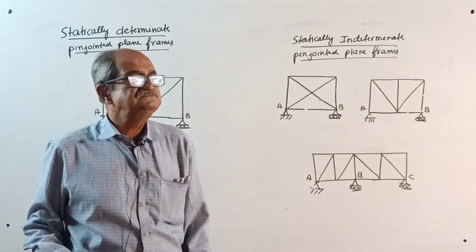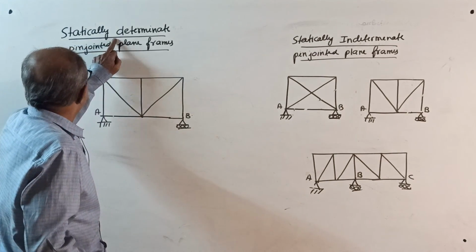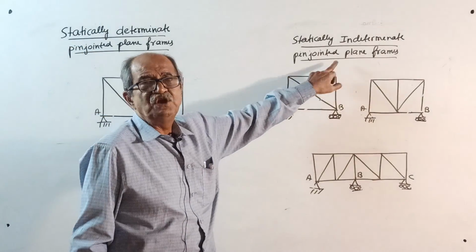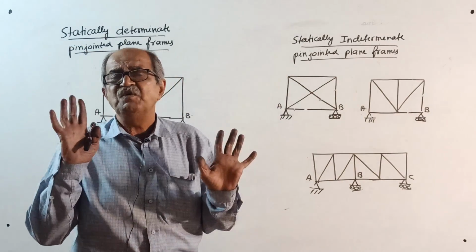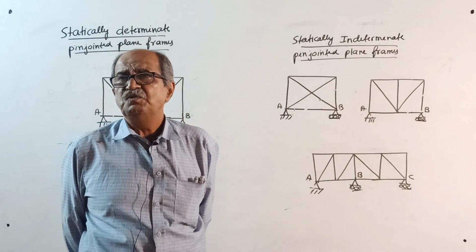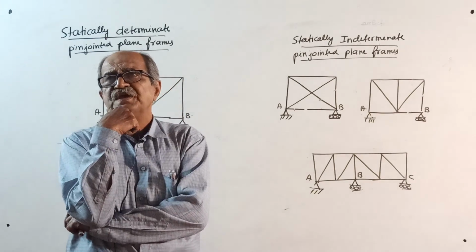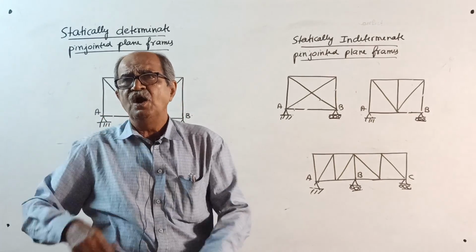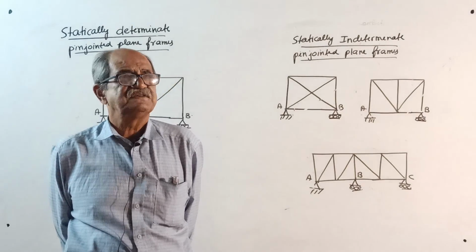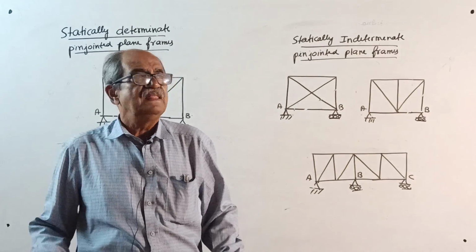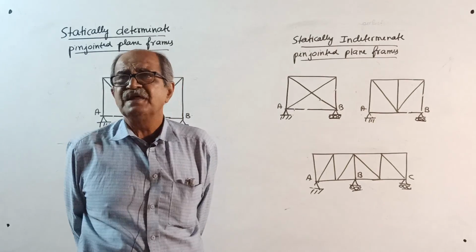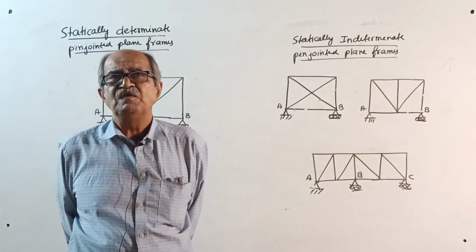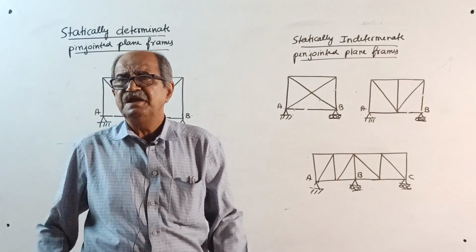Right now, briefly, see, statically determinate pin-jointed frames and statically indeterminate pin-jointed frames. One statement I will dictate, you write. Structures which can be analyzed by using only basic conditions of static equilibrium are called statically determinate structures. Then, structures which cannot be analyzed by using only basic conditions of static equilibrium are called statically indeterminate structures.